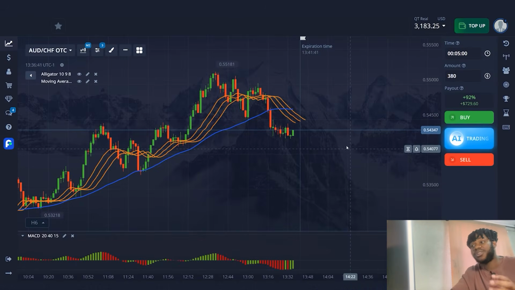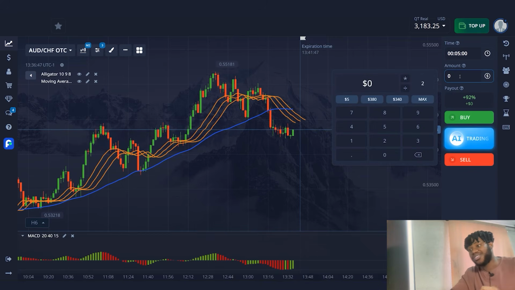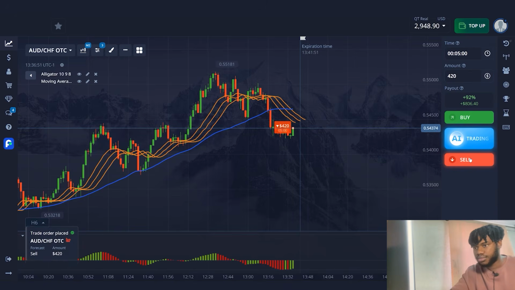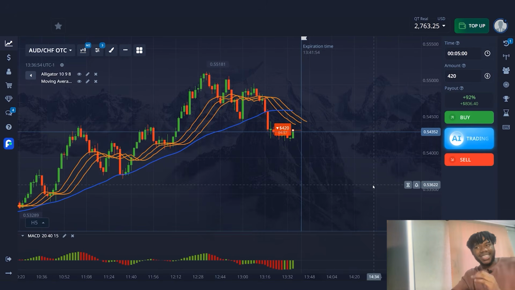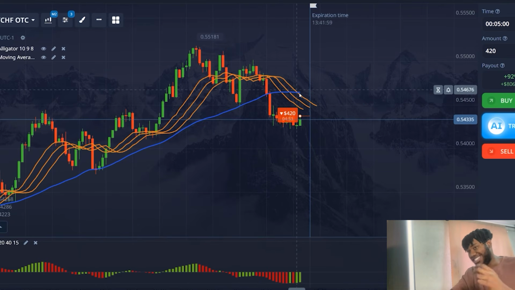The trade amount is now $420. My prediction is that the price will fall. I press the red button to open the trade. As you can see, the situation has already developed. I analyzed the similar situation in the previous trade.